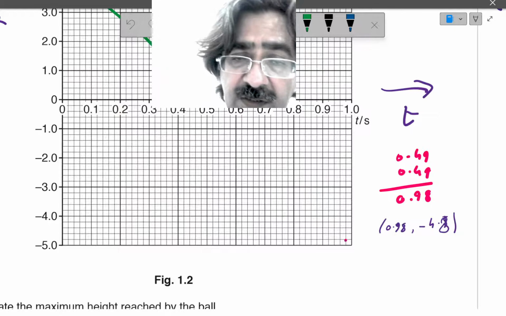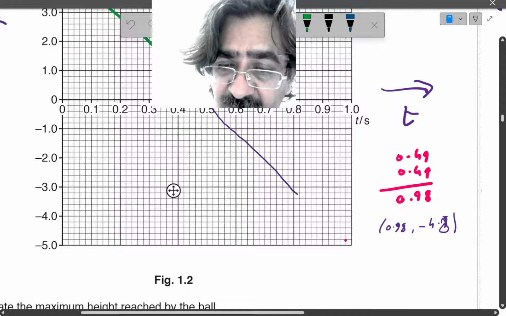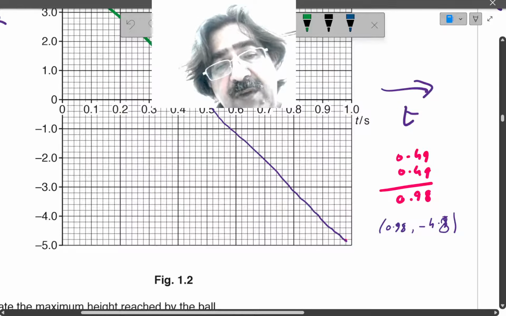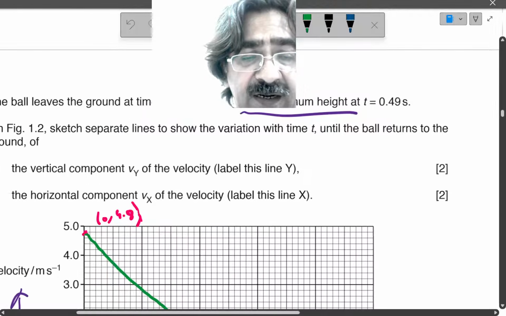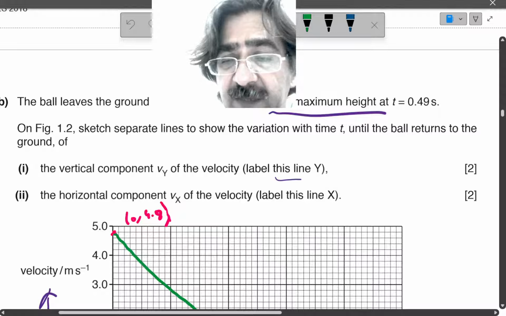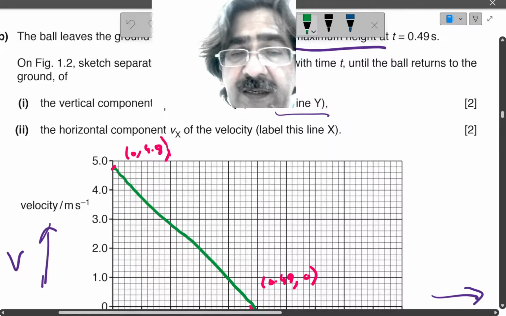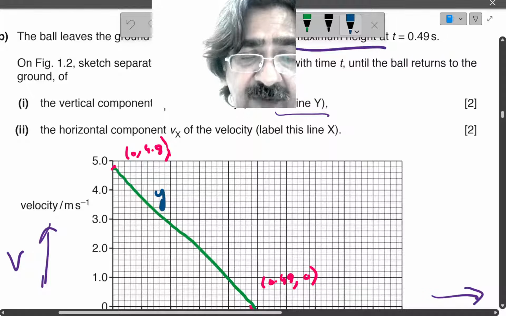So this is 0.98, and we will join this. So we will have this graph. Because it said that it must be labeled with the y, I label it with the y.